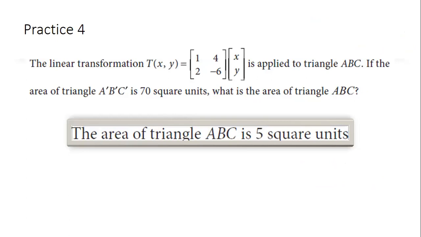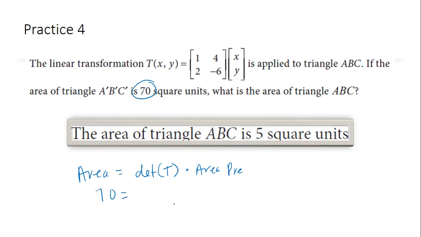All right, again, pretend that you don't see the answers. The linear transformation you have here is applied to the triangle. If the area of the triangle image, so the new one, is 70, what was the pre-image? So you're trying to go backwards. To find the area, we've been doing the determinant of our transformation times the area of our pre-image, our original.